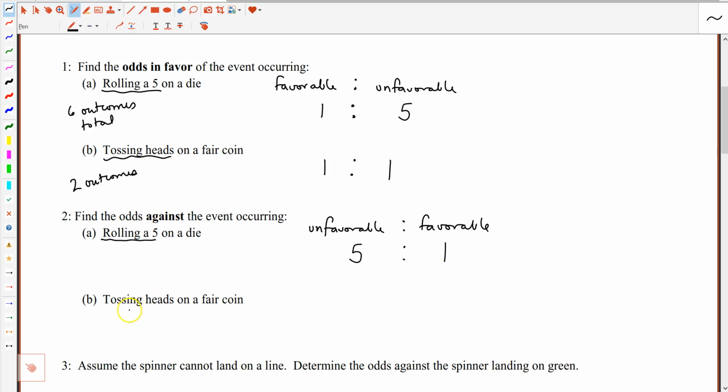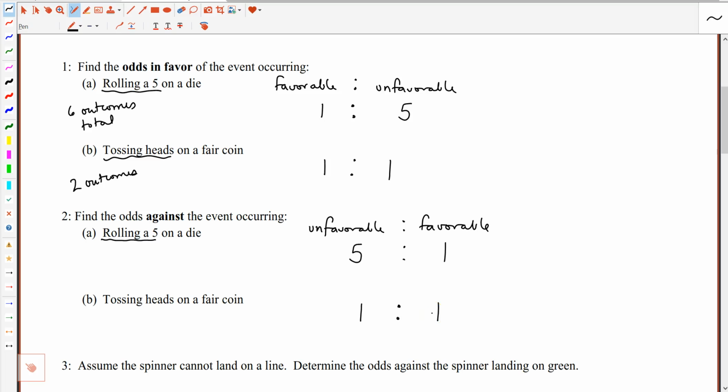What about the odds against getting heads when you toss a coin? So again, unfavorable is going to be listed first and then favorable listed second. So when you toss a coin, how many ways can heads not occur? Well, there is one way heads does not occur, specifically tails. So we list that count first. And then how many ways can you get a heads when you toss a coin? Well, there's one way you can get a heads. So then the odds against getting heads on a fair coin would be 1 to 1 as well.